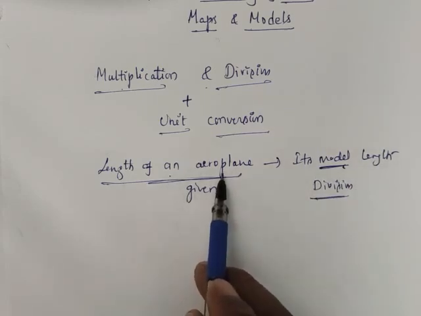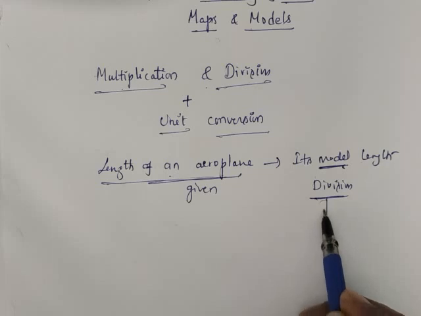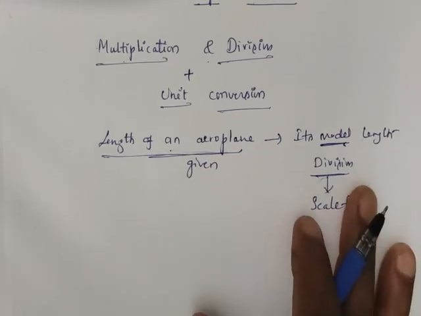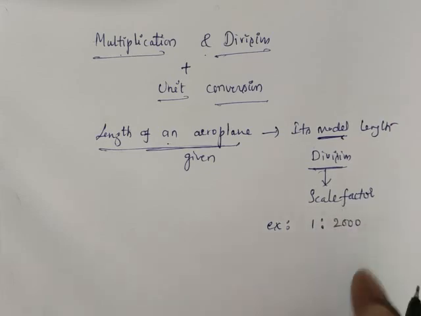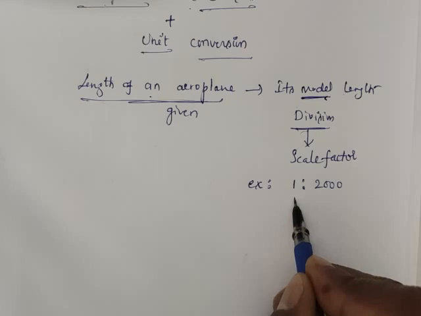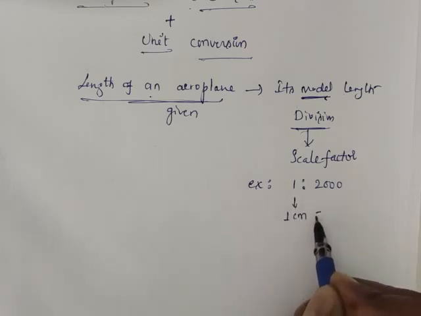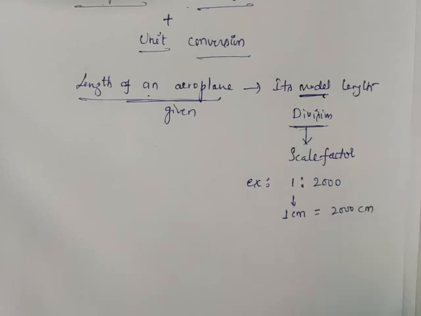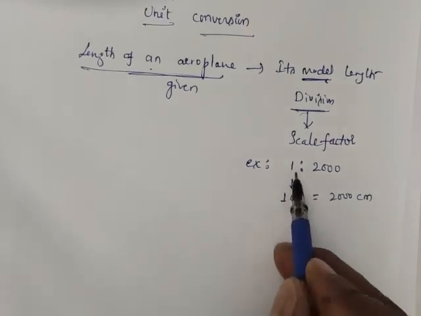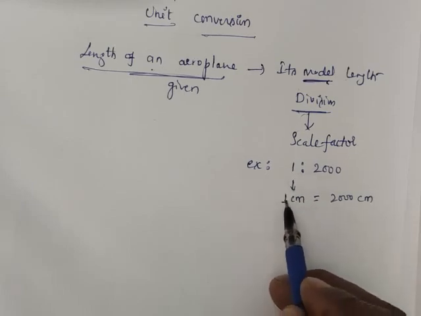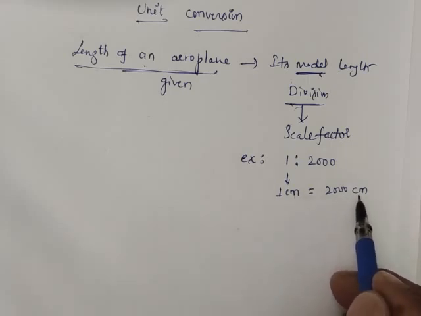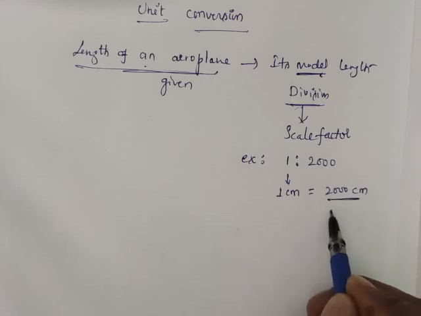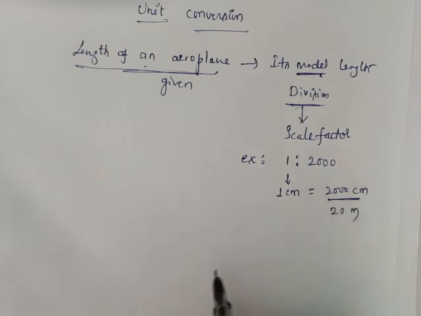So whatever aeroplane length is given, you divide that length. Divide by what? Divide by the scale factor. Usually they give the scale factor like 1:2000. So 1:2000 means 1 centimeter in the model is equal to 2000 centimeters in real. If you measure by the scale, every 1 centimeter of model length is equal to 2000 centimeters of real length. 2000 centimeters is 20 meters, so you can convert to meters.